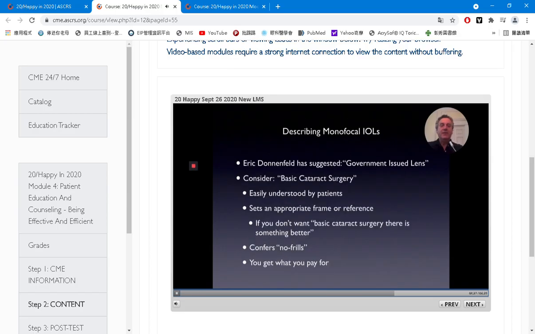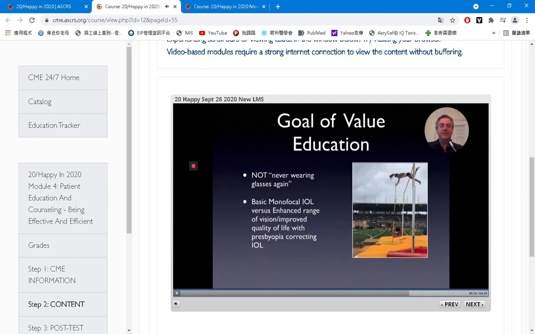A better way to describe monofocal cataract surgery may be basic cataract surgery. Eric Donnenfeld has suggested using government-issued lens, but I prefer the term basic cataract surgery. It's easily understood by patients. It sets a good frame or reference for what they get, and if they don't want basic cataract surgery, they have an option that's better. It also confers no frills and you get what you pay for.